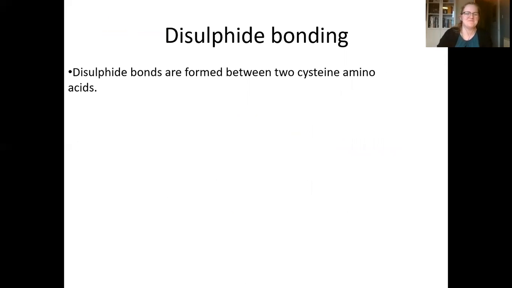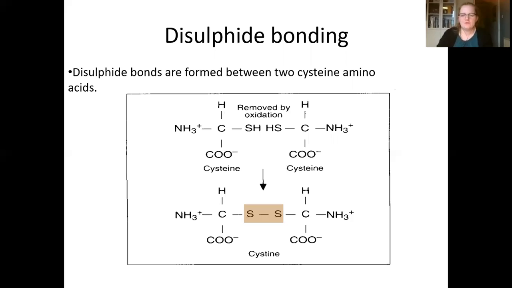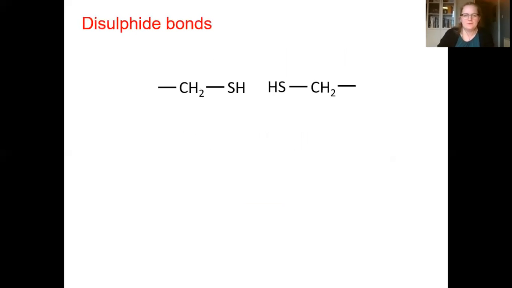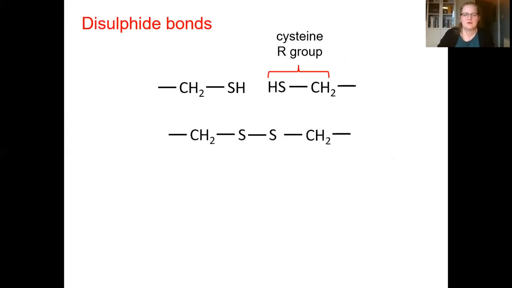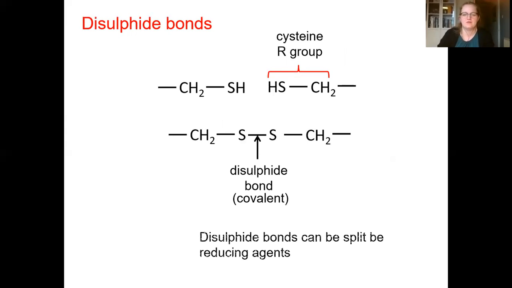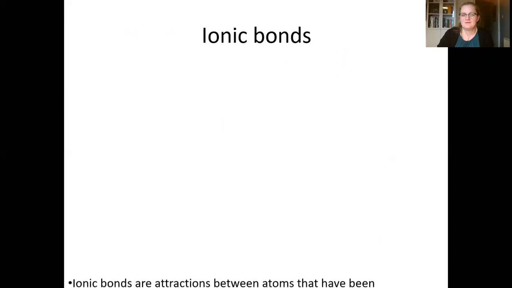Disulfide bonding occurs only between cysteine amino acids. It's formed by oxidation, and we get this disulfide bridge forming. So, cysteine again, disulfide bond, a type of covalent bond, and disulfide bonds can be split by reducing agents.